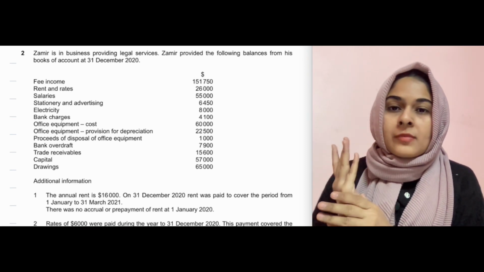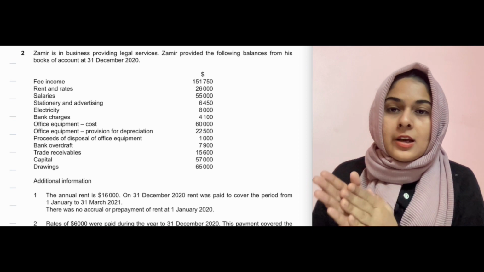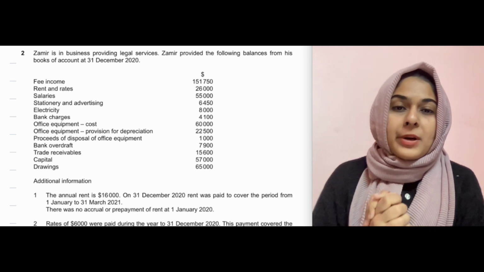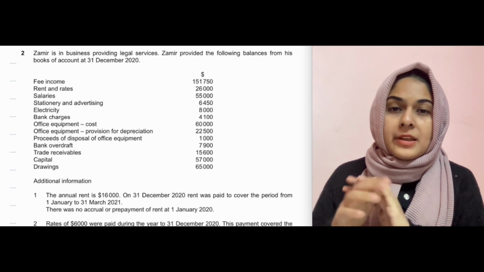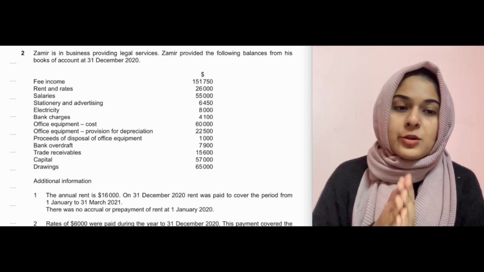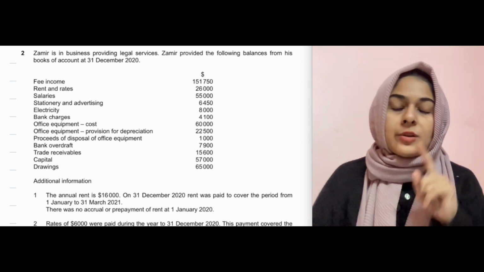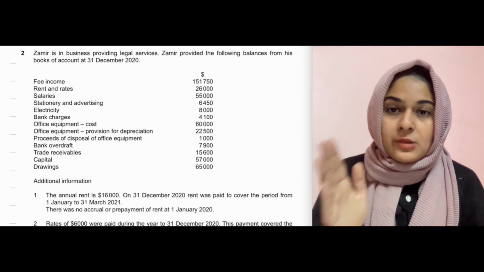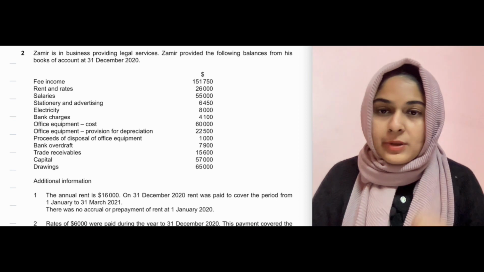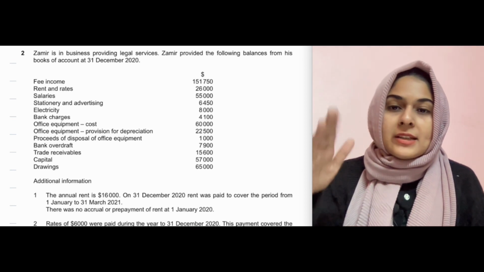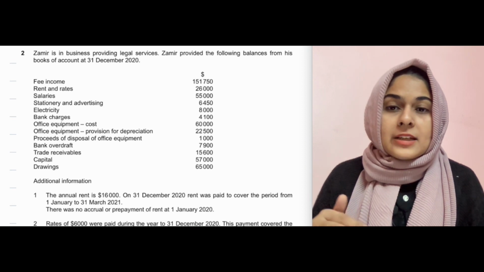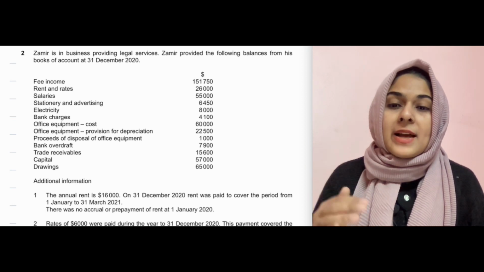So here in this question, Zamir is in business providing legal services. Zamir provided the following balances from his books of accounts at 31st December 2020. So point to note here, we are doing accounting for 2020. So it's starting from January 2020 to December 2020. And then they have given you a list of balances. तो उसमें fee income है, rent and rates है, salaries, stationery and advertising, electricity, bank charges.